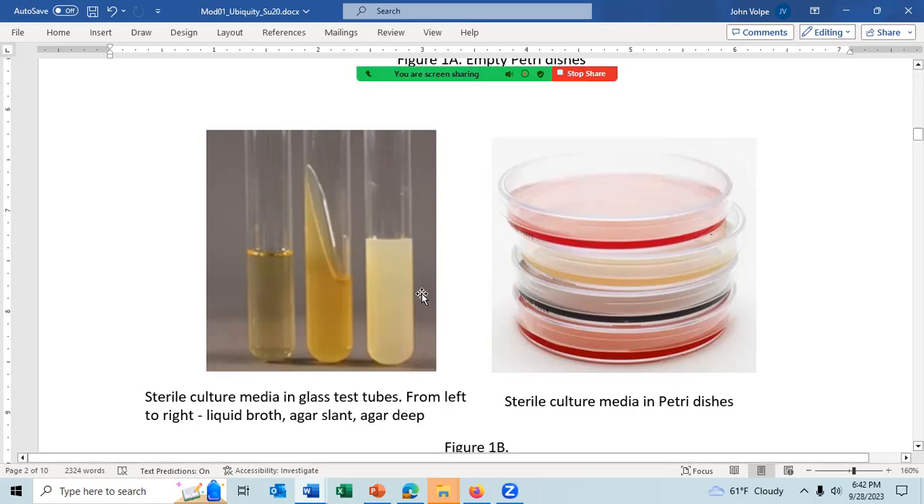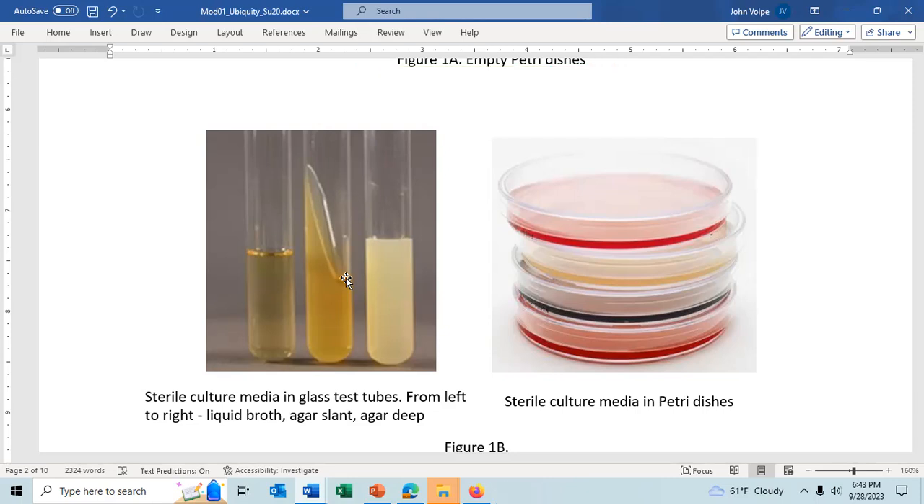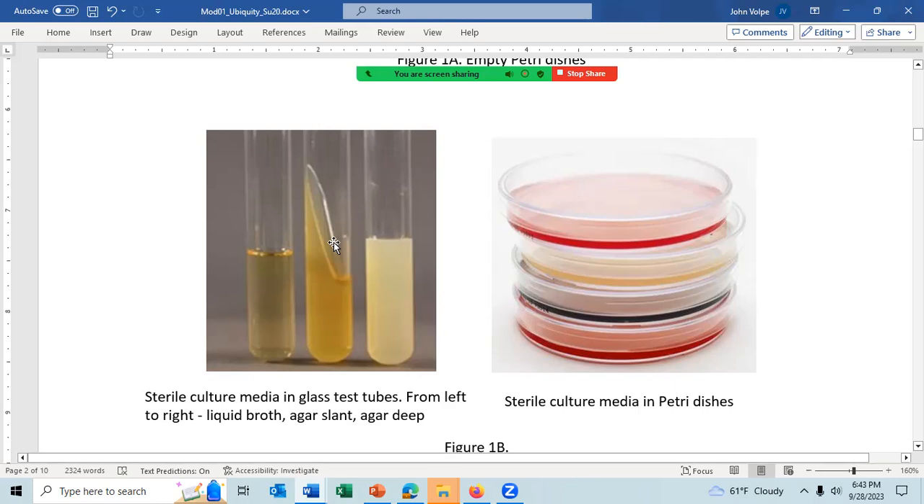There's the deep, shown here, and that's just where you pour in the agar and the media and allow it to cool so it'll solidify and just go straight across. And then we have a slant, which you pour in the same way, but then you put the tube at an angle to cool. And then when it's cooled and solidified, you stick it up in the test tube rack and have the slant. Any question about anything here?